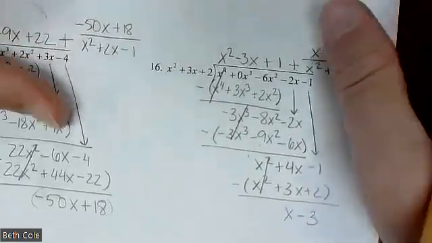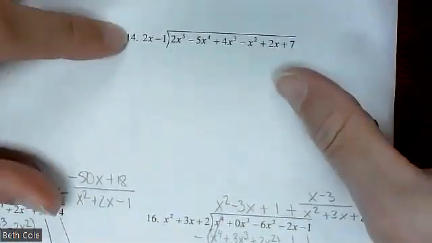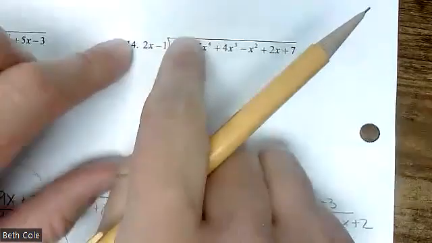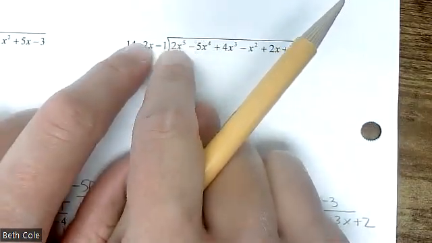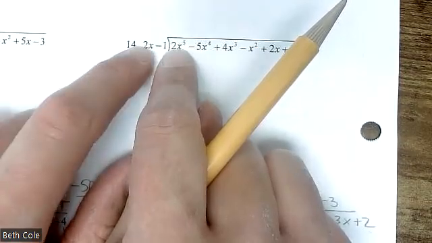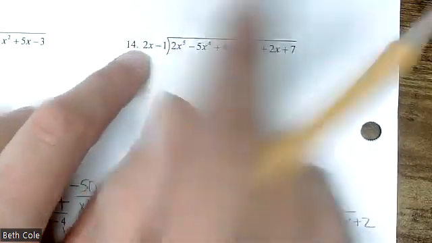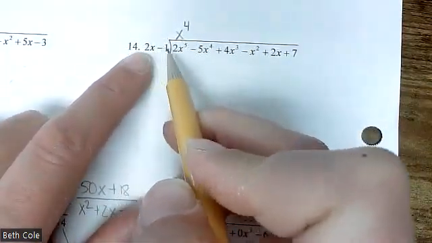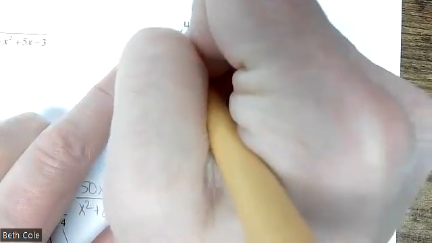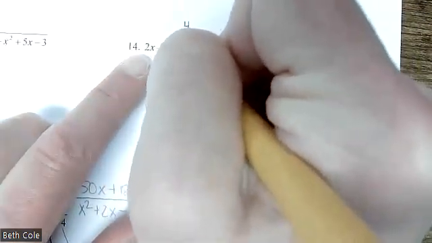I'm going to go up and do 14. Start with the first terms. You want to turn a 2x into a 2x to the 5th. What would you multiply by? X to the 4th. Good. You're going to distribute the x to the 4th through there. That will give you 2x to the 5th minus x to the 4th, and you have to subtract.